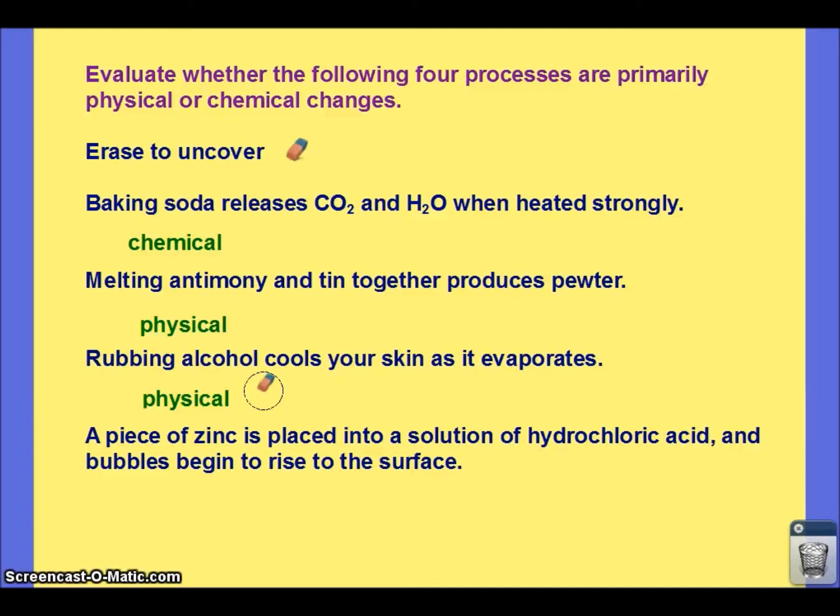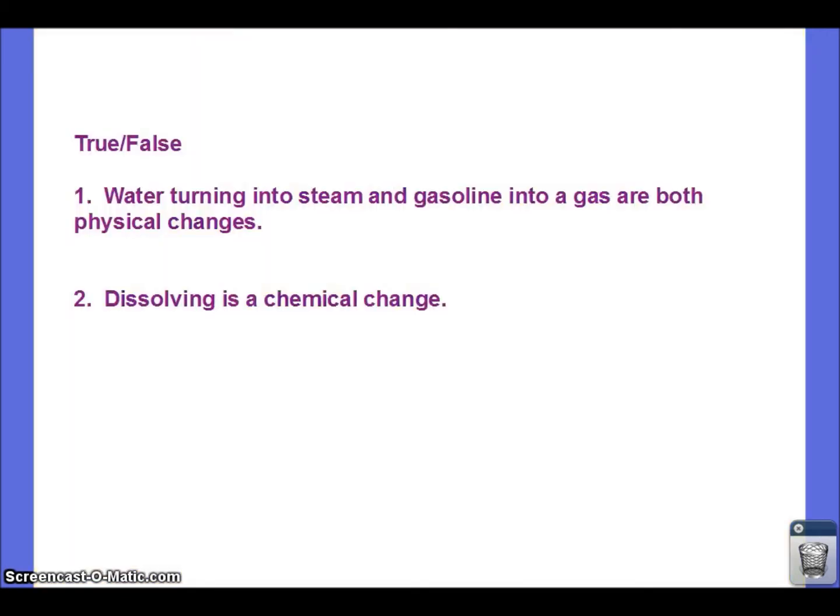A piece of zinc is placed into a solution of hydrochloric acid and bubbles begin to rise to the surface. It is chemical because you react the zinc with the hydrochloric acid, and it will form zinc chloride and hydrogen gas. There is formation of a gas. Water turning into steam is a change in state from liquid water to gaseous water. It is physical. Gasoline into a gas, they are both physical changes.